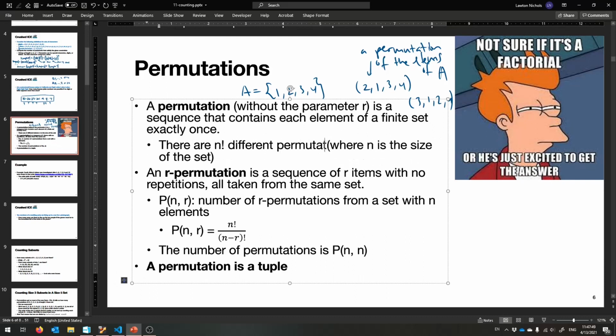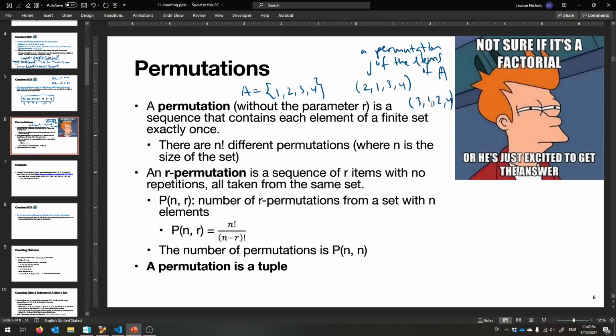Different permutations. Okay. Where n is the size of the set, because here initially, this set is of size 4, we could potentially put 4 things here. And then the next one, we've already picked one. The next element of the permutation has to be one of 3. Then the third one has to be one of 2. Then you're kind of stuck on the last one because you've picked everybody else.